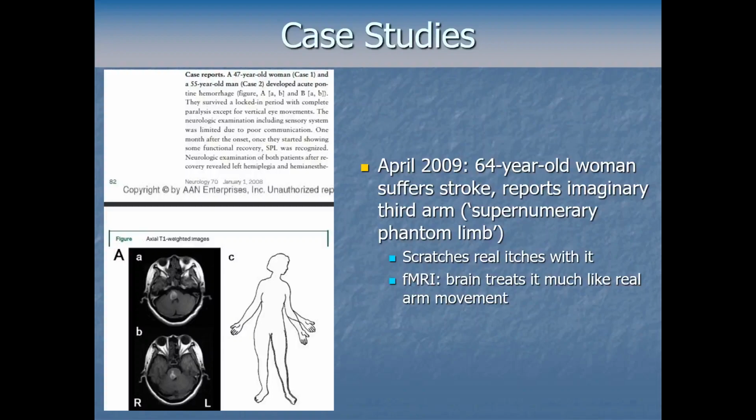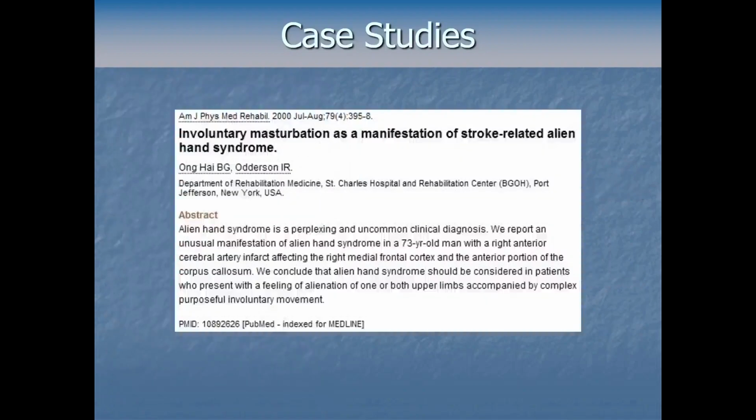So for example, one woman reported being able to scratch real itches with this phantom extra arm, even though there's no actual arm there. And likewise, in a brain scanner, there was evidence the brain was treating it in some ways akin to real arm movement when the patient thought about moving this phantom limb. So things like this help us understand the normal functions of the brain, like how the brain normally keeps track of our actual limbs. Or it might help us understand how the brain establishes a sense of ownership over our body and our limbs, a sense of agency, or how the brain normally helps us inhibit and control our motor behaviors, like with this case study of a 73-year-old man who had a cerebral infarct, which led to alien hand syndrome, a feeling like the hand wasn't part of his body, and he found it carrying out certain activities that he had no conscious intention to do.